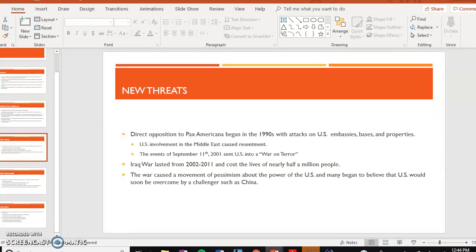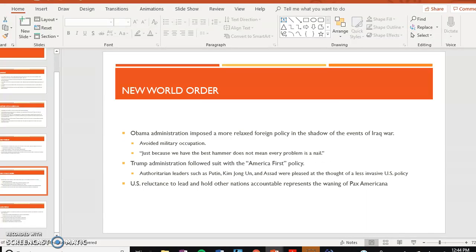This sent us into the Iraq War, which lasted from 2002 to 2011 and cost the lives of nearly 500,000 people. This war was devastating, and some may say unsuccessful in that there's not a lot to show for it after this war. And this war did kind of send a movement of pessimism about the U.S. power and where we stand in the world, that maybe we'll soon be overcome by someone such as China.